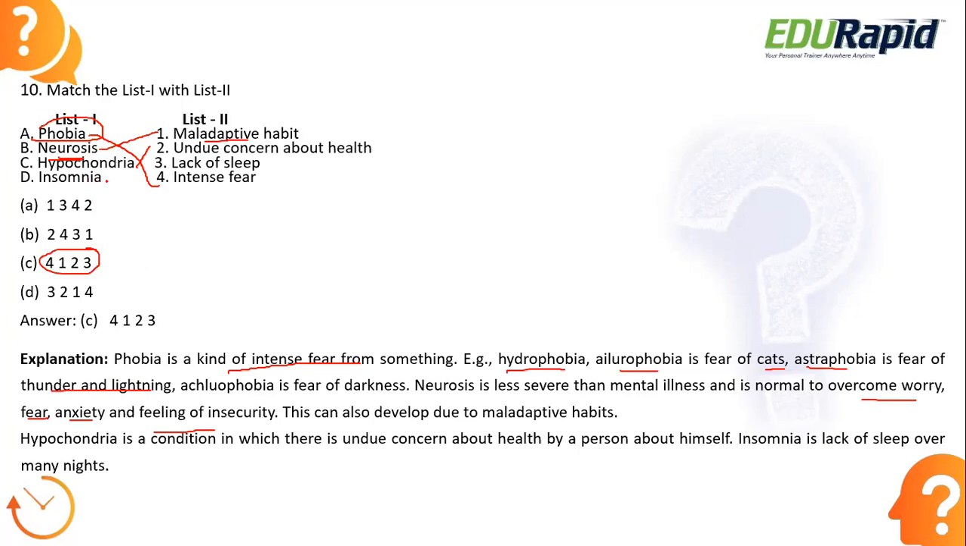Okay, insomnia, which is nothing but lack of sleep for a longer period of time. If a person is not able to sleep regularly during the night time, that condition can be called insomnia. And this is common during the pregnancy stage in females, right?